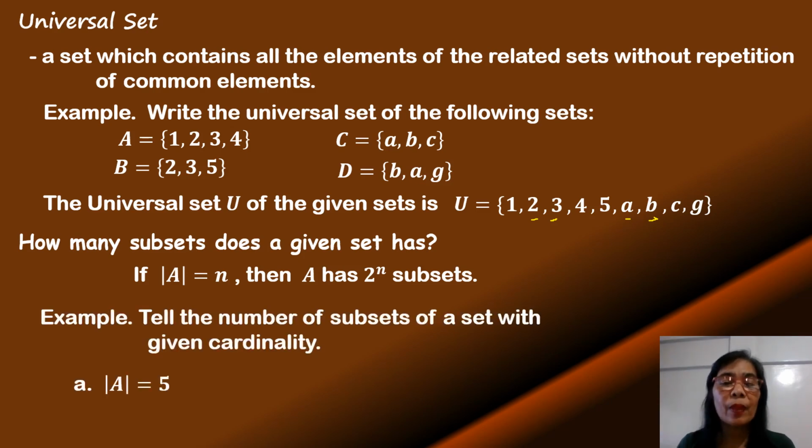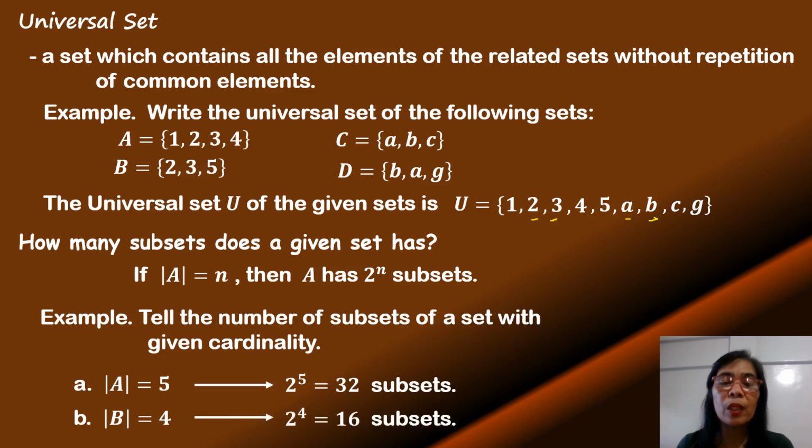Example, we have in here set A whose cardinality is equal to 5, meaning there are 5 elements in set A. Therefore, there will be 2 raised to 5 or 32 subsets that we can write from set A. If the cardinality of set B is equal to 4, then there will be 2 raised to 4 or 16 subsets for set B.